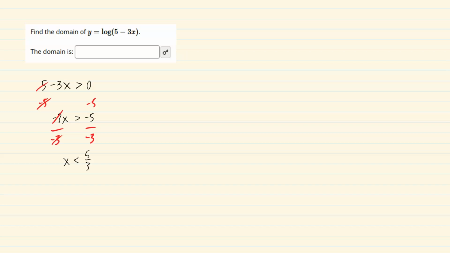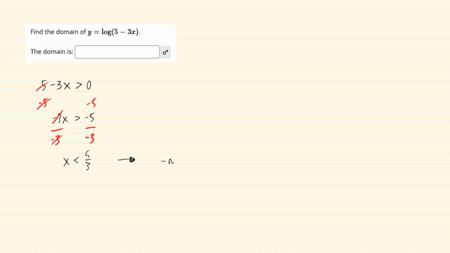And we've just found our domain. Now, typically you express the domain in, well, technically this is the domain, but interval notation is ideal. So let's express that in interval notation over here. So x being less than 5/3, meaning everything below it.